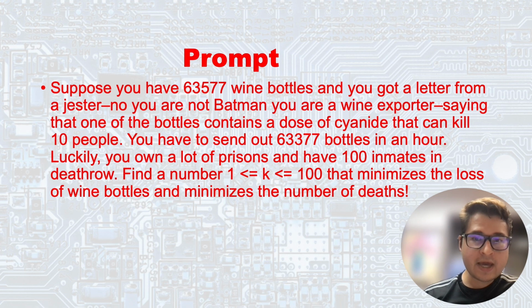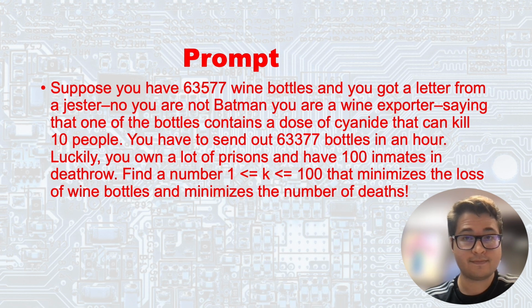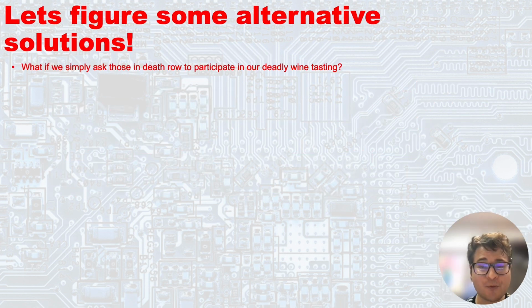Now, what is the main goal? Find a number that is greater than or equal to 1 and less than or equal to 100 that minimizes the loss of wine bottles and minimizes the number of deaths, okay? So we have 100 guests for the wine tasting. The Last Supper, okay? So basically, what's gonna happen here is that we're gonna use some modular logic to guess what is the number of wine bottles that each inmate is gonna have to taste, okay?